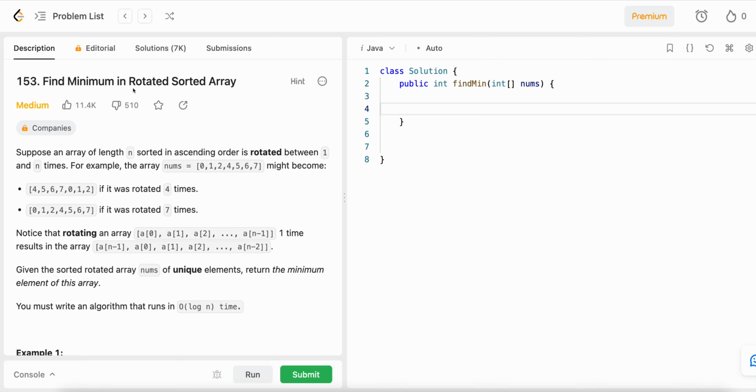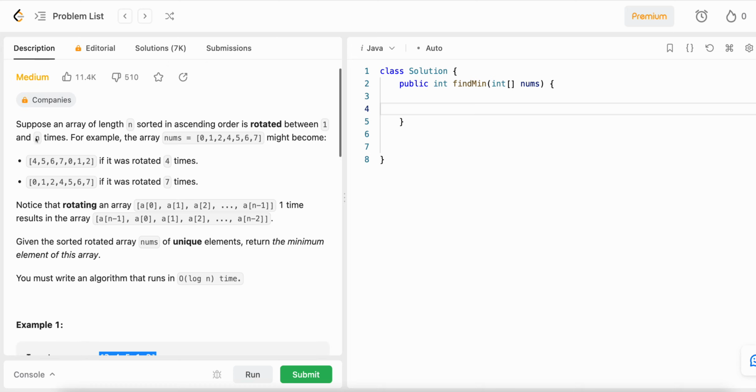It is saying find the minimum in the rotated sorted array. So from the statement we come to know that our array will be rotated and it will be sorted. Let's understand how. Suppose an array of length n sorted in ascending order is rotated between 1 and n times. For example, this is our original array, and this is the array which is rotated 4 times. So how does it become like this?